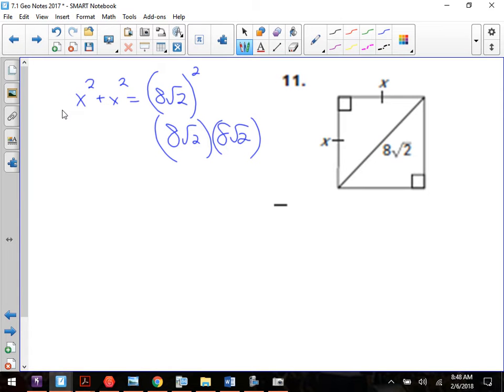What's 8 times 8? 64. The square root of 2 times the square root of 2 is... reminder, the square root of junk times the square root of junk is just junk. Square root of junk times the square root of junk always equals junk.